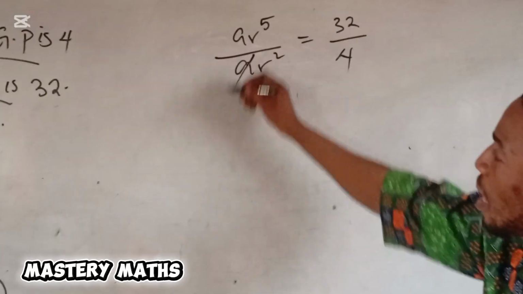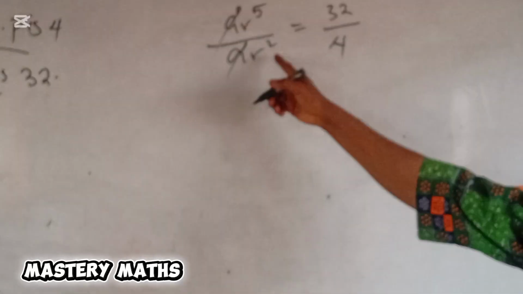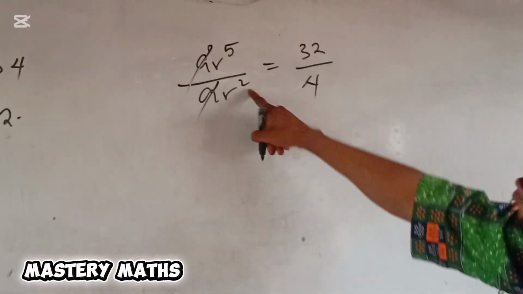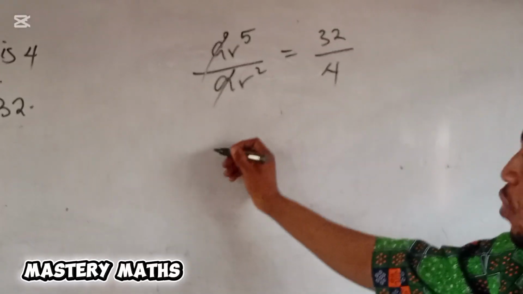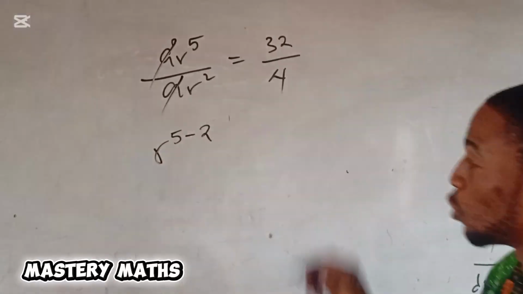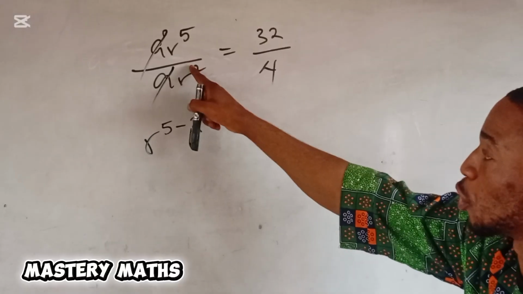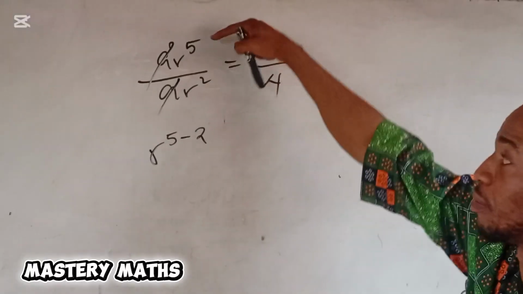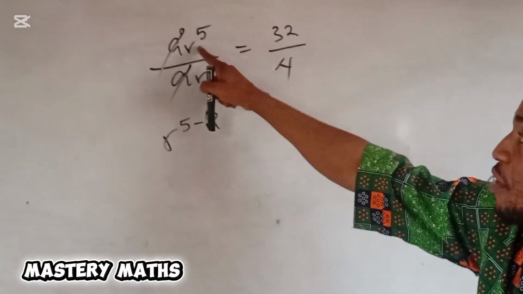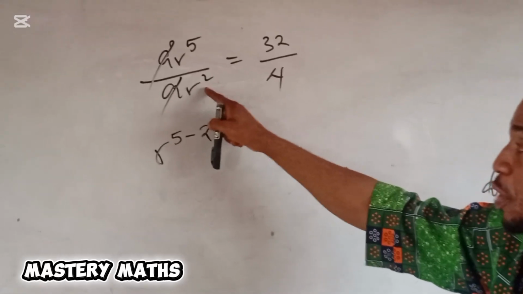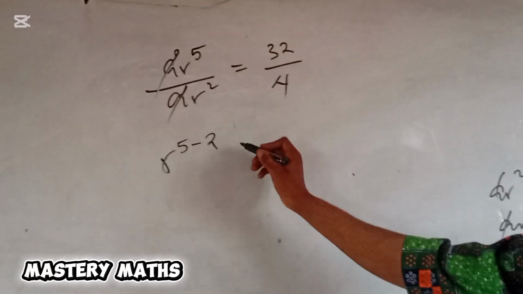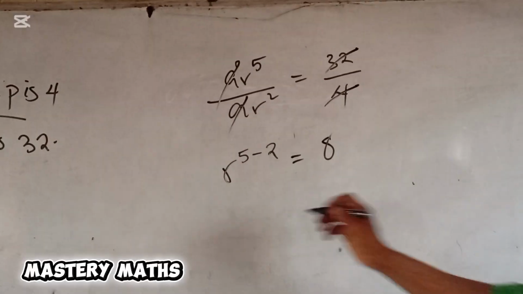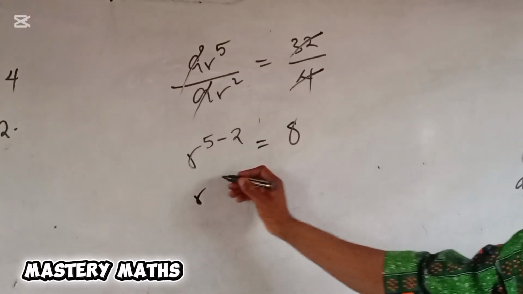You see it now? The A will cancel out. Now R raised to the power of 5 divided by R raised to the power of 2: according to the law of indices, when you're dividing, you subtract the powers. So we have R raised to the power of 5 minus 2, equal to 32 divided by 4, which gives us 8. Then we have R raised to the power 3 equal to 8.